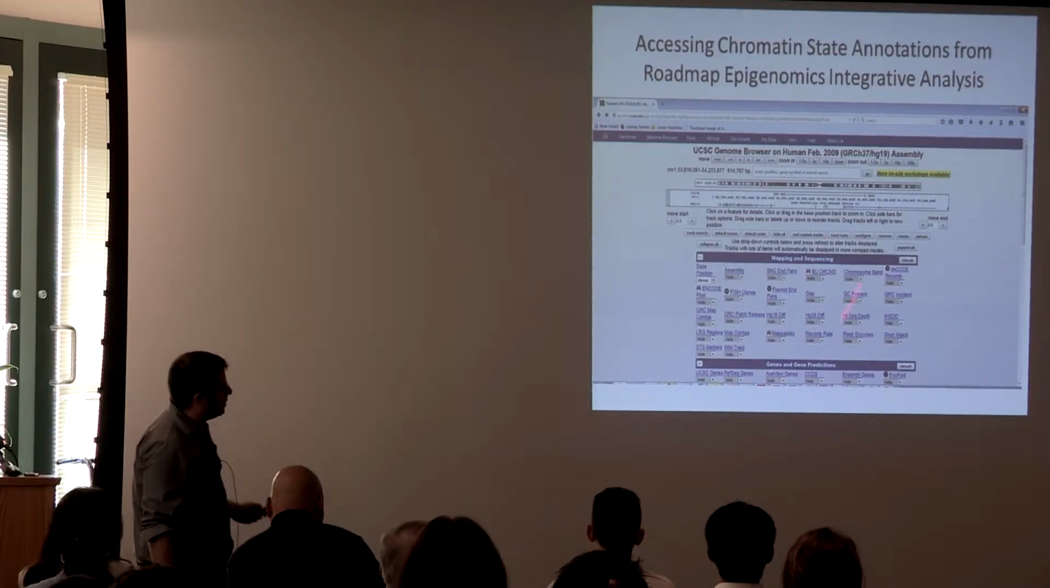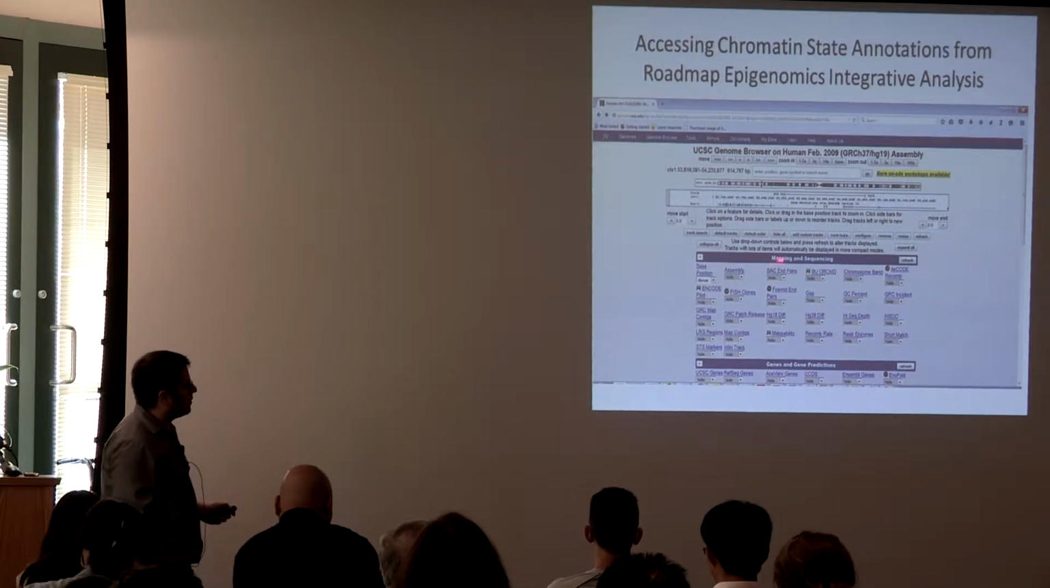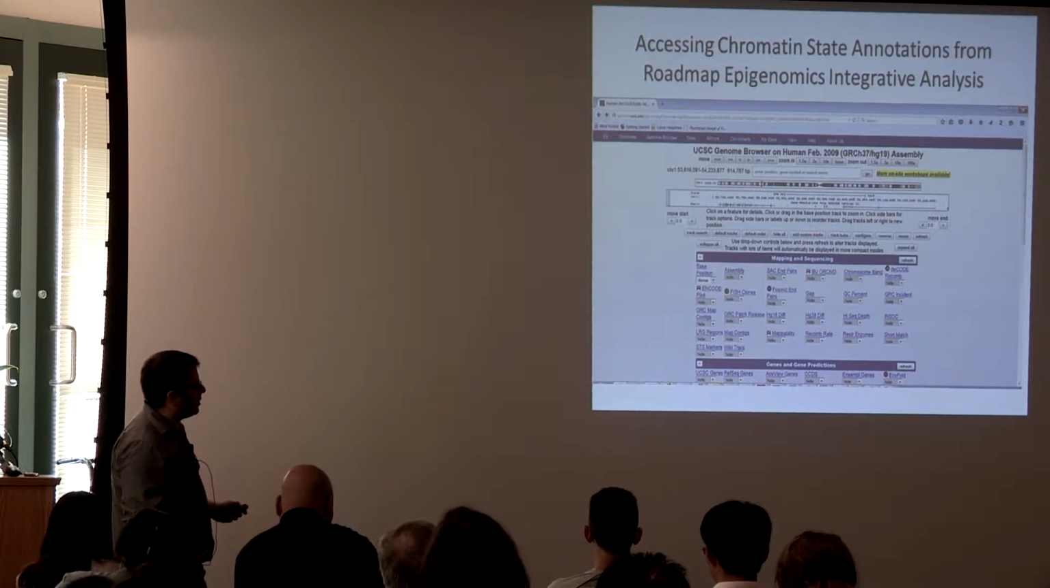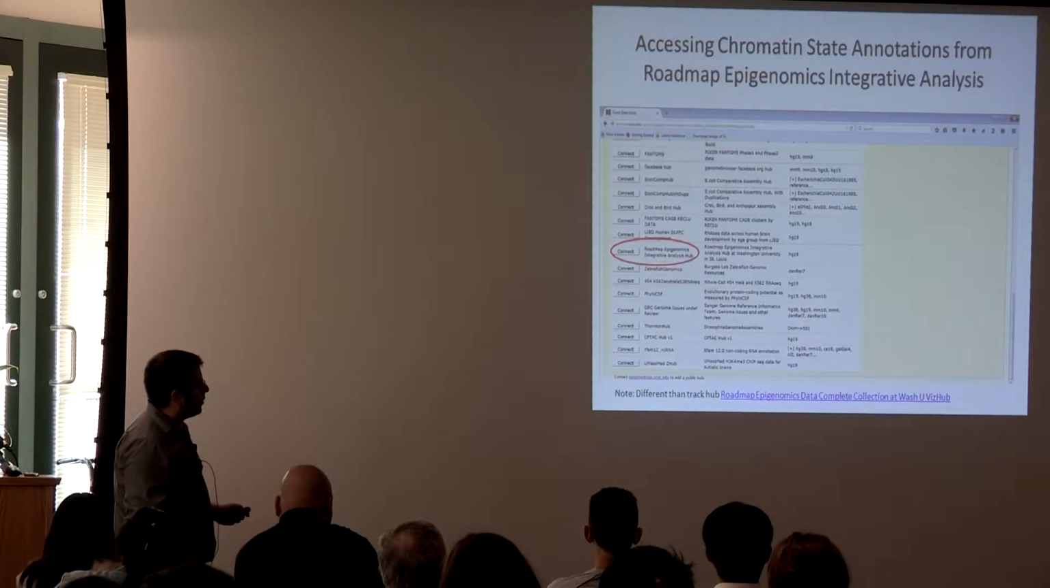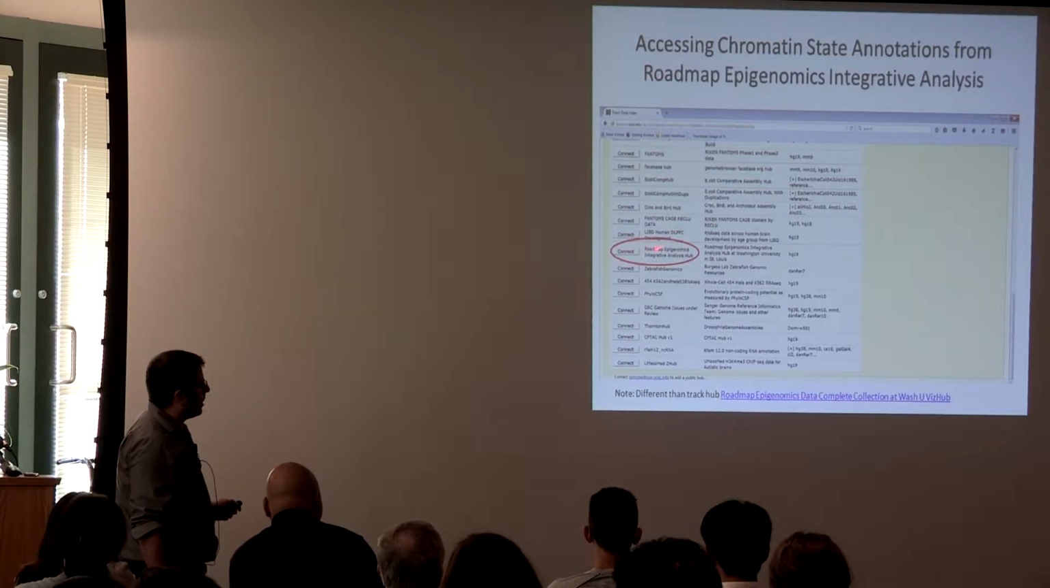So how to access this one through the UCSC browser: there's an additional step because it's not on the main page. You have to use something called Track Hubs if you want to access it through UCSC. So for Track Hubs, if you click on this button here, it'll bring you to a menu. The one I'm going to show you here is the Roadmap Epigenomics Integrative Analysis Hub, and then you would click Connect.